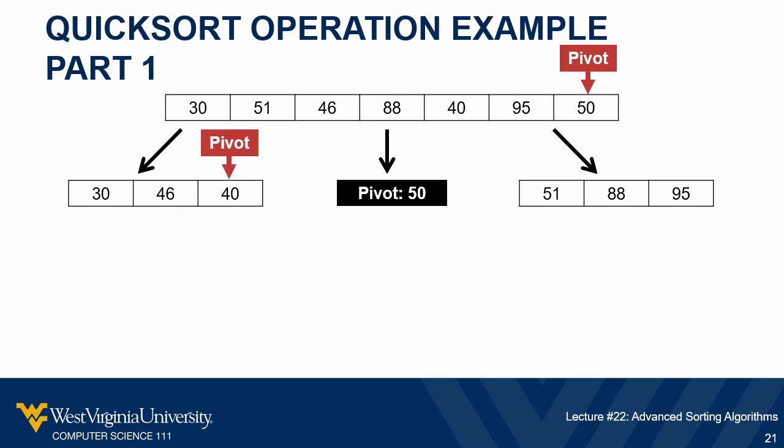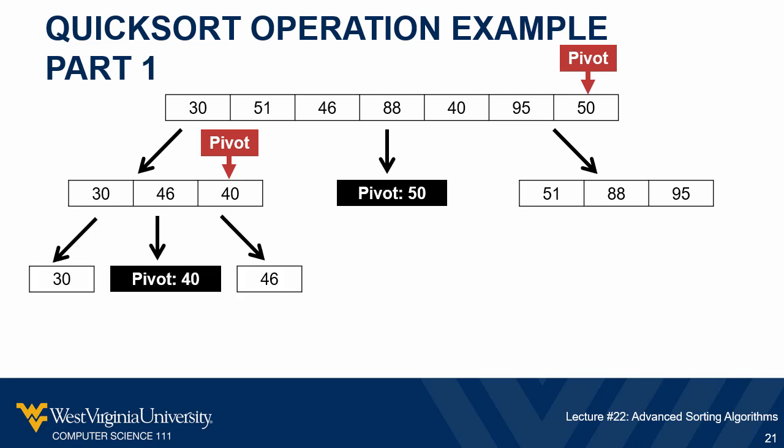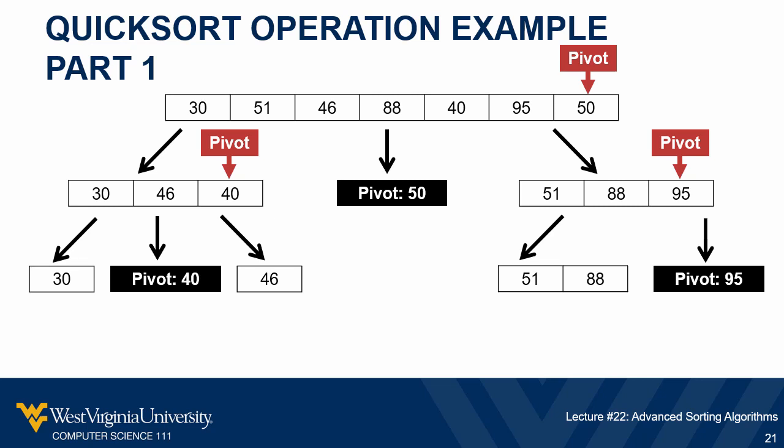Now what I'm going to do is work through these new groups and pick a new pivot point. So for this left partition, my pivot's going to be 40. And then I'm going to repeat that process. So I'll have now 30, and then my pivot point of 40, and then 46 is larger than that. We'll do the same thing on our right partition. So I'm going to pick 95 as the pivot point. I'll have a group that is smaller that has 51 and 88. There's no group that is larger than 95 because 95 is the largest value there.